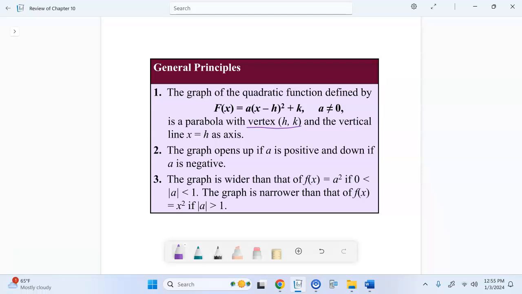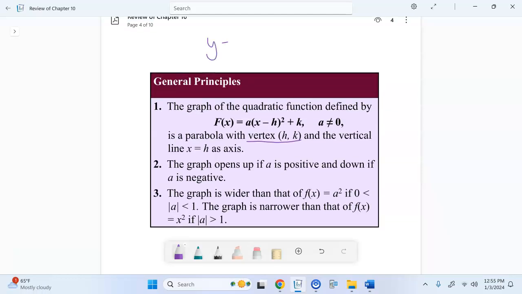Again, if we want to use y instead of f of x, we have y equals a(x minus h) squared plus k. H and k are the values of our vertex. Whatever the h value is, that's the x value of the vertex. Whatever k is, that's the y value of the vertex. And then our axis of symmetry is given by that vertical line, x equals h.